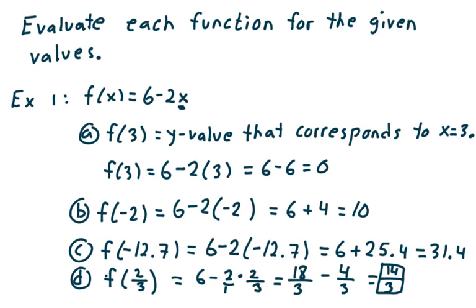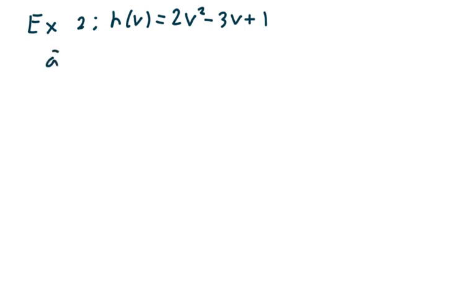Okay, so that's how we do example 1. Let's take a look at example 2. Suppose I had h of v equals 2v squared minus 3v plus 1. A, I want h of 0. Wherever I see a v, I'm going to replace it with 0.